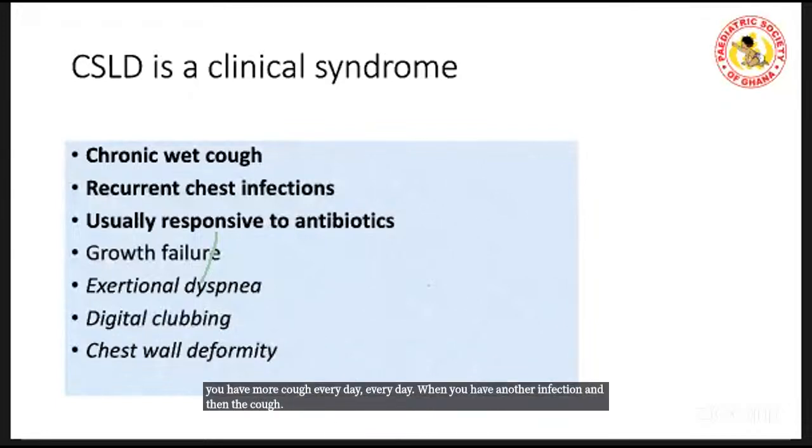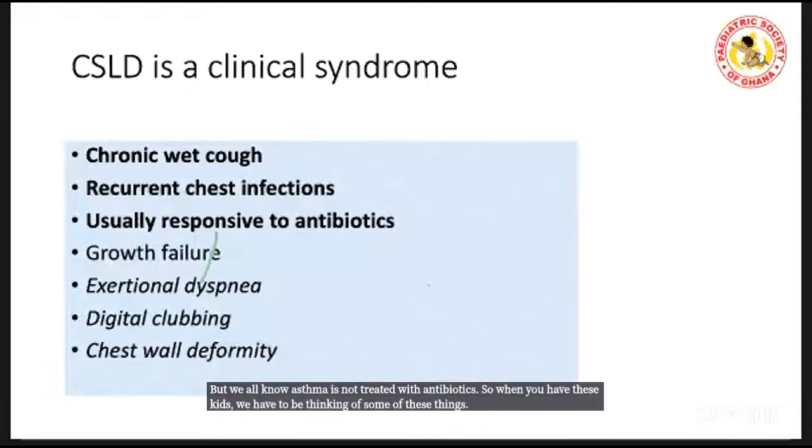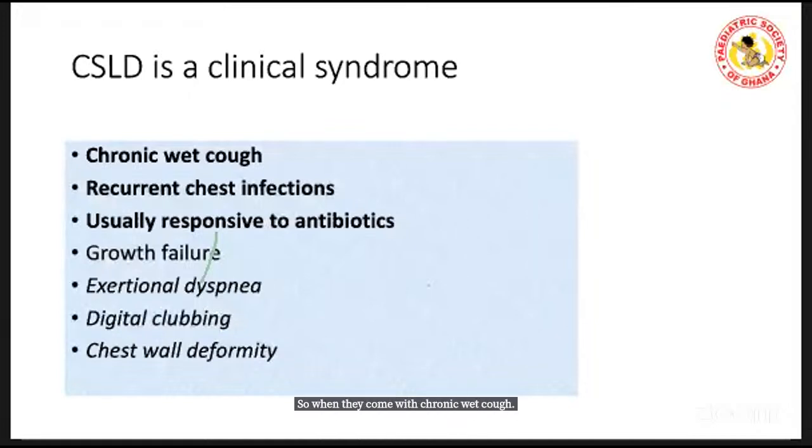So if you pay attention, sometimes these kids can be falsely diagnosed as having asthma, and then those infectious periods will be termed as having an attack. But when you go into the history, you find the mother saying that at the hospitals they give antibiotics and the child is fine. But we all know asthma is not treated with antibiotics. So when you have these kids, you have to be thinking of some of these things. When they come with chronic wet cough, and you hear some of these things, you should be thinking, is this child having a chronic suppurative lung disease instead of the asthma he's being treated for?